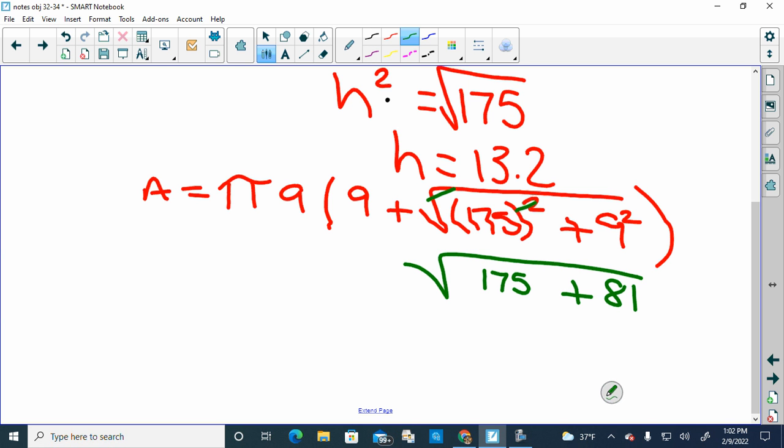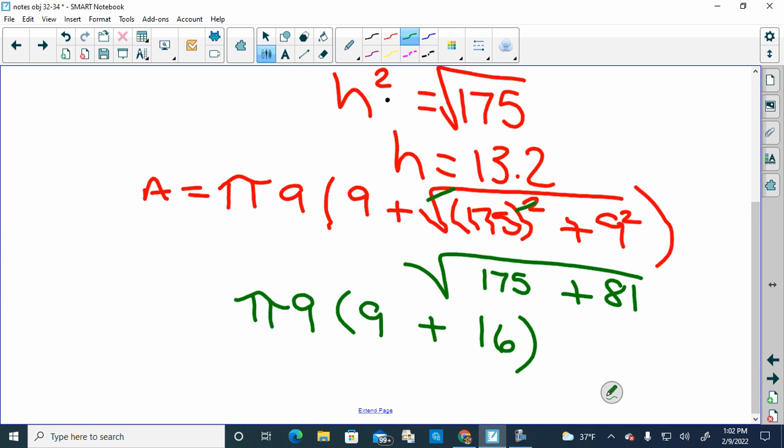Add those two numbers together. Okay, take the square root of that number. 16. Okay, so where we are at right now, that is 16. We still have the 9, and then the 9 on the outside. And my pi, this one they left in pi again.